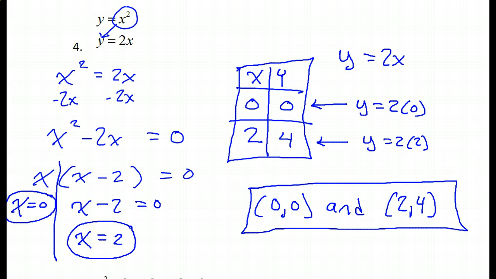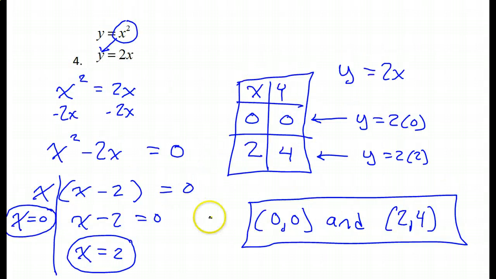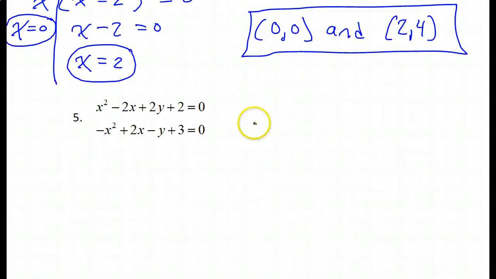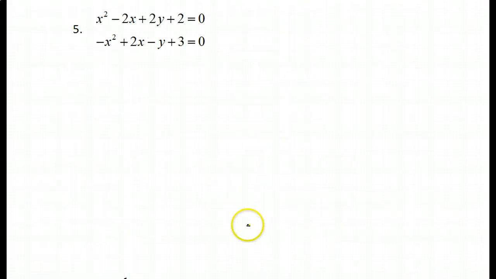Did I say something about this being the last one? Because if I did, I lied, and I apologize. Y equals x squared. By the way, that's a parabola. Alright, notice only one of them is squared, so you know you got a parabola. And then y equals 2x is a line. Okay, nothing is squared, you know it's a line. So we were finding the intersection of a parabola and a line, and these were the 2 points. Okay, there are 2 more problems before we're done.